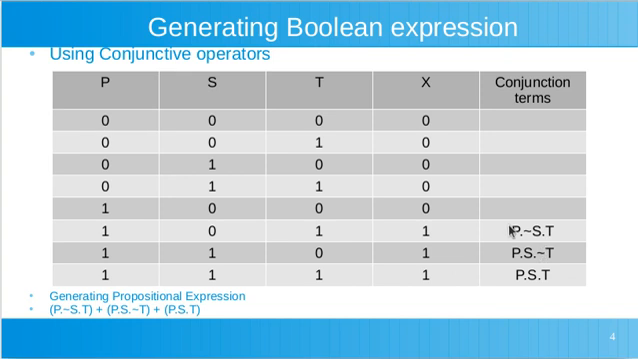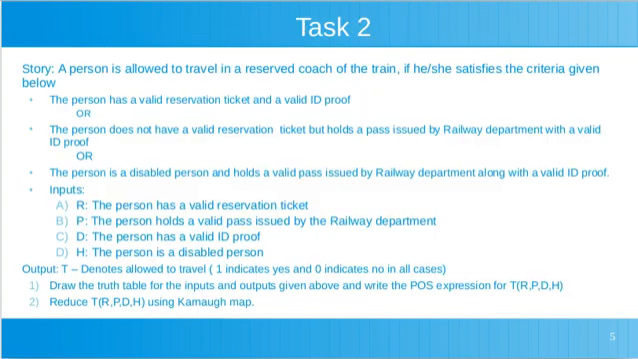So we get 3 Boolean expressions. From these Boolean expressions, to generate the propositional expression, we add these 3 terms. So this is our propositional expression from this story: P tilde S T plus P S tilde T plus P S T. So this is the propositional expression. This is solved. Now this is task 2. You have to do this task. I will discuss this in our next video.